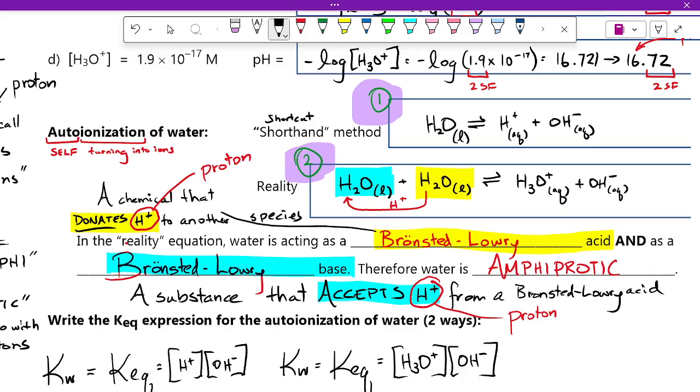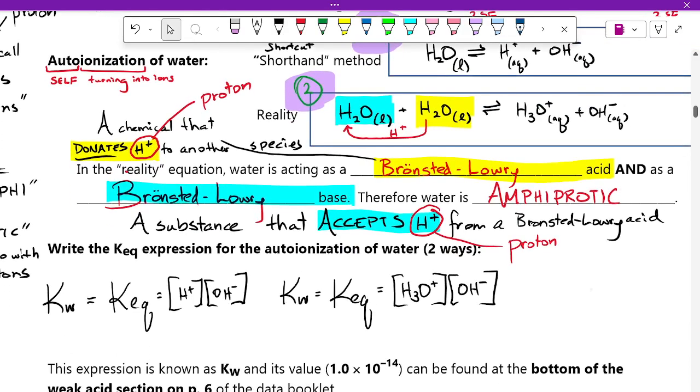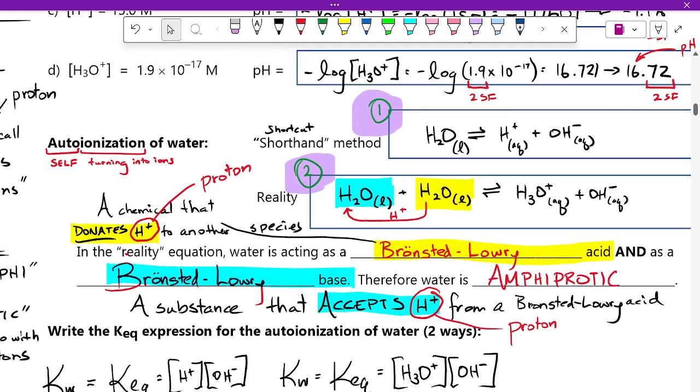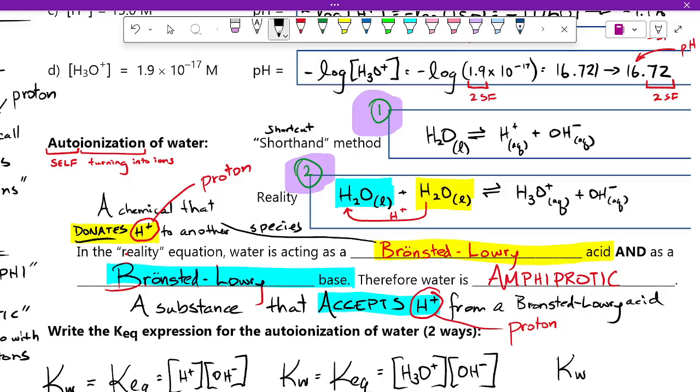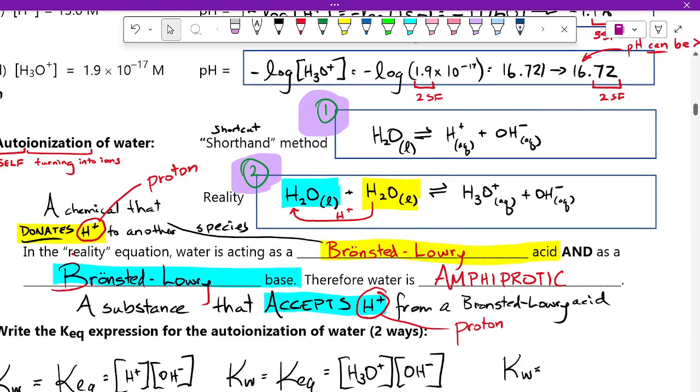Okay, so we have two ways of writing Kw. Do you guys remember what the value of Kw is? What the number is? Yes, Kw is 1.0 times 10 to the negative 14. And that's at 25 degrees Celsius.